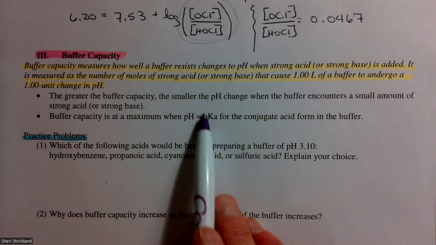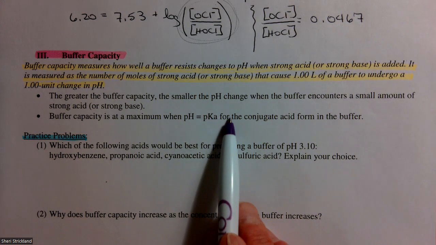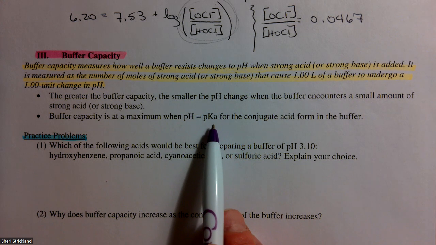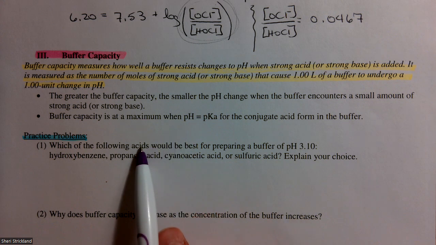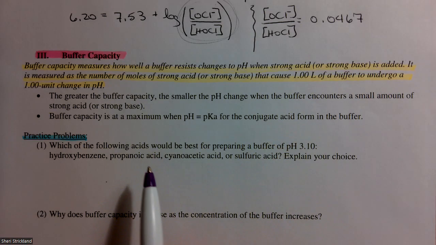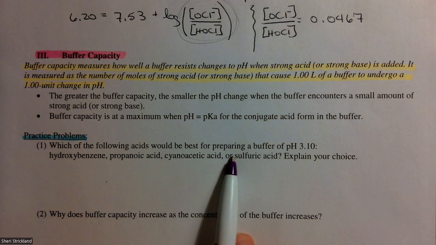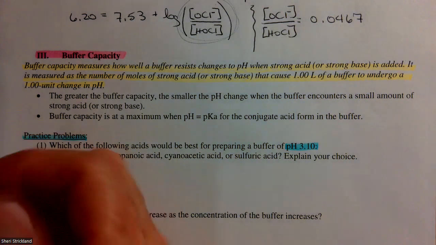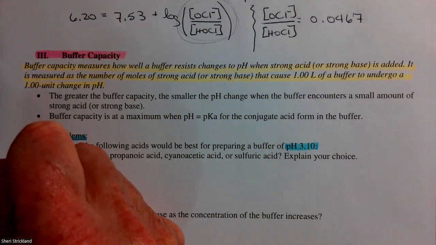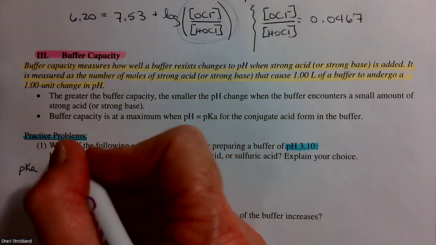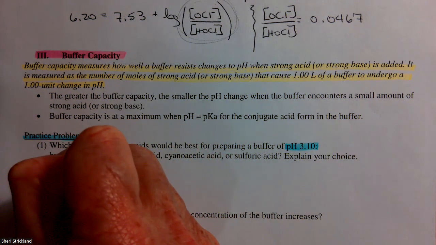So if we know we need a buffer of a particular pH, first thing we're going to do is go to the appendix and look for a weak acid that has a pKa that's somewhere close to that. All right, so let's look down here and see which one of these guys might be best if we wanted to prepare a buffer that had a pH of 3.10. Okay, so if I look up the pKa's of these, hydroxybenzene, which is also called a phenol, has a pKa of 9.997.